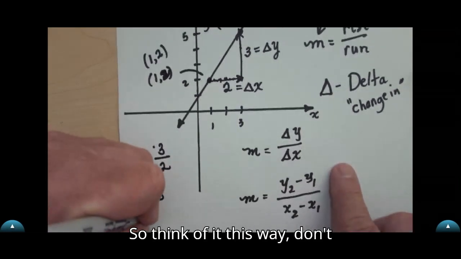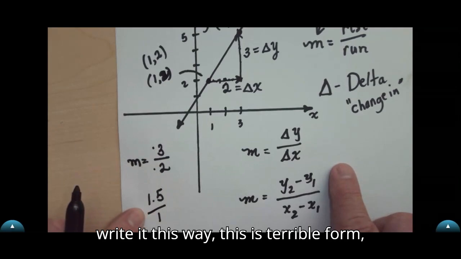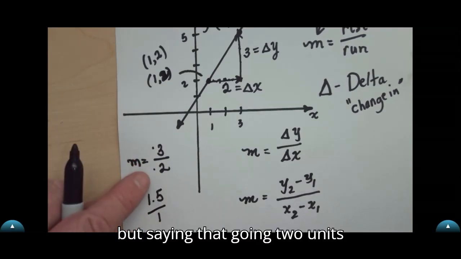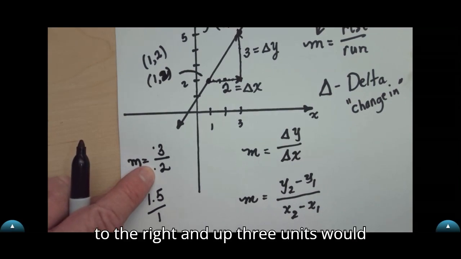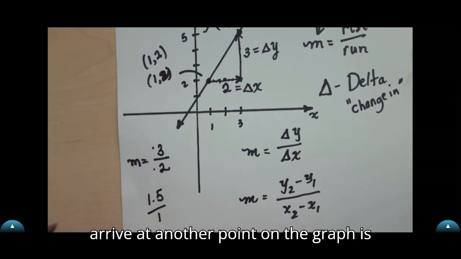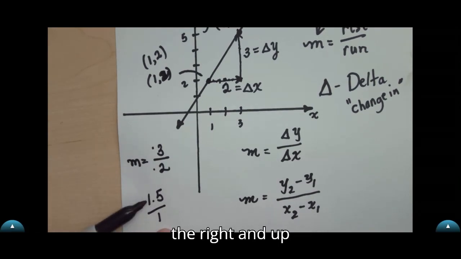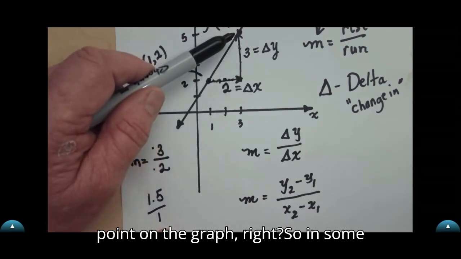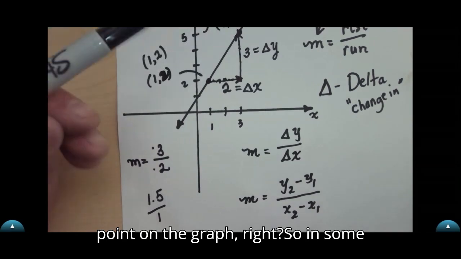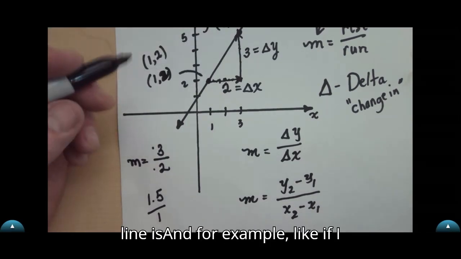So think of it this way. I don't write it this way, this is terrible form, but saying that going 2 units to the right and up 3 units would arrive at another point on the graph is the same as saying if you go 1 unit to the right and up 1.5 units, you'll hit another point on the graph, right? So in some sense, that's telling us how steep the line is.